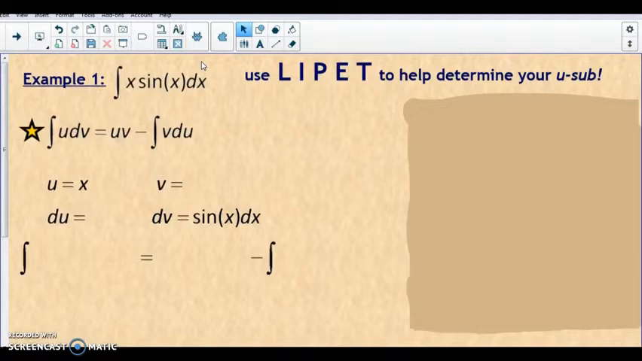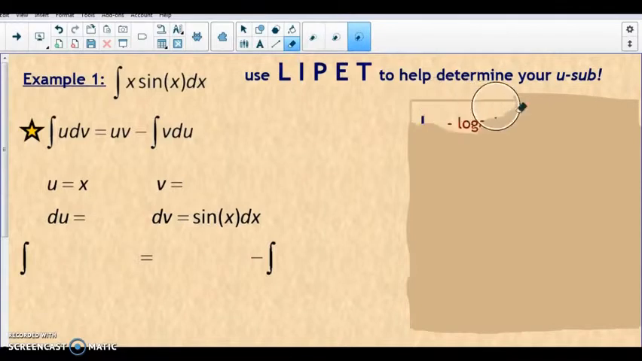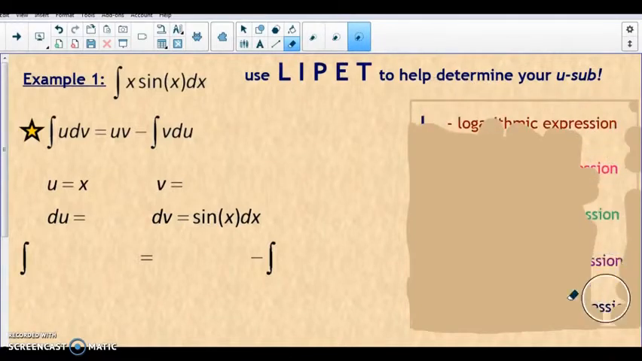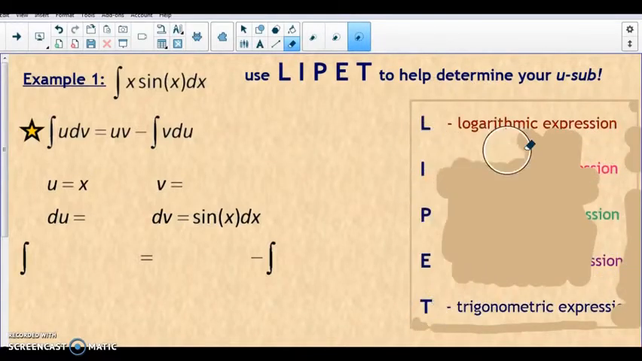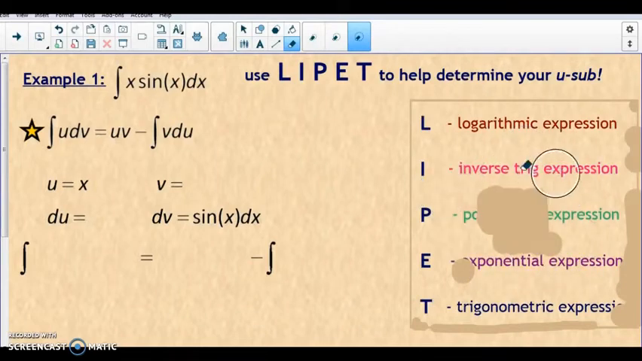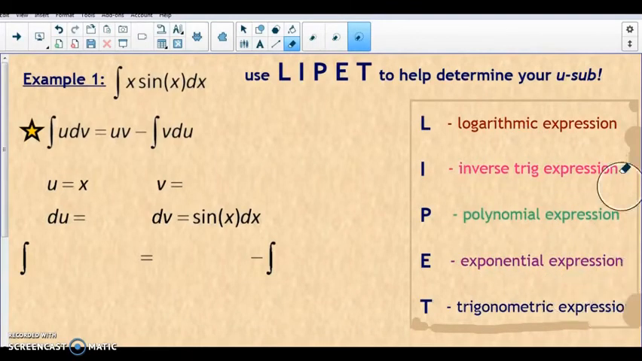So this problem is a candidate because you have a polynomial and a trig function multiplied together. And you need to decide which thing is going to be your u, and which thing is going to be your dv. And the way that I tend to remember it is I have this mnemonic device that's called LIPET. And LIPET stands for logarithmic expression, inverse trig expression, polynomial expression, exponential expression, or trigonometric expression.